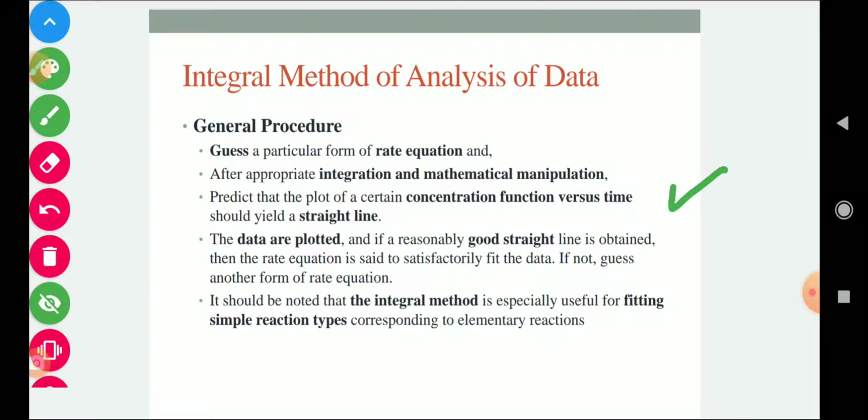So the data are plotted. If a reasonably good straight line is obtained, then the rate equation is said to be satisfactory and fits the data. If not, guess another form of rate equation. It should be noted that the integral method is especially useful for fitting simple reaction types corresponding to elementary reactions.